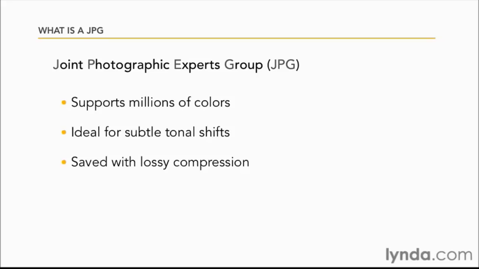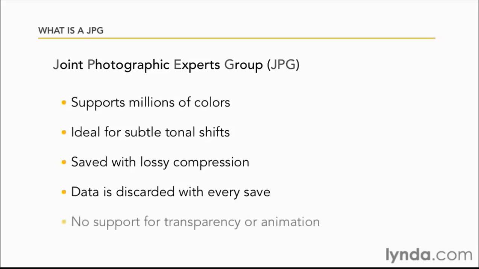Although you can choose the amount of compression when saving a JPEG, data is discarded each and every time it is saved. For that reason, it's a good idea to save your original image in a file format other than JPEG and simply overwrite the original JPEG when a change is made to the source graphic. Also, JPEGs do not support transparency or animation, which may make them unsuitable for certain uses.